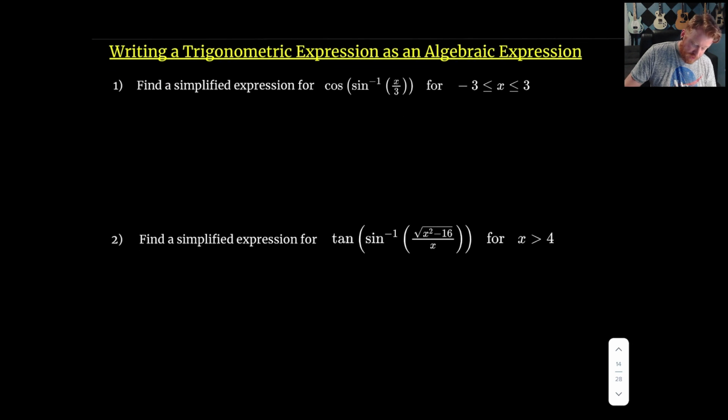All right, now we're going to look at writing a trigonometric expression as an algebraic expression. And this is a skill that comes in very handy in calculus when you're trying to figure some problems out, of being able to draw in a right triangle quickly and get relationships of sides in terms of other sides from their trigonometric relationships. So for this first one here, we're asked to find a simplified expression for the cosine of the sine inverse of x over 3.